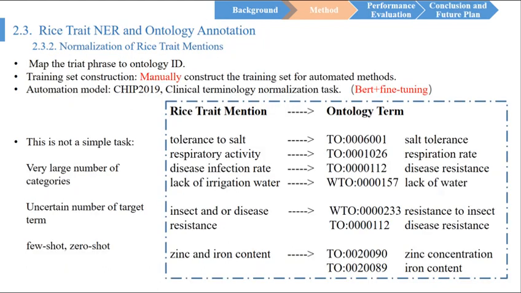Next, we need to map rice trait mentions to ontology ID provided by our merged ontology. Just like this figure, the left column is the trait mentions we extracted. The right column is the normalized term in the rice trait ontology. In the beginning, we manually construct this training set. Later, we will use BERT-based model to automatically complete this classification task. But this is not a simple task. The possible difficulties are shown as follows.